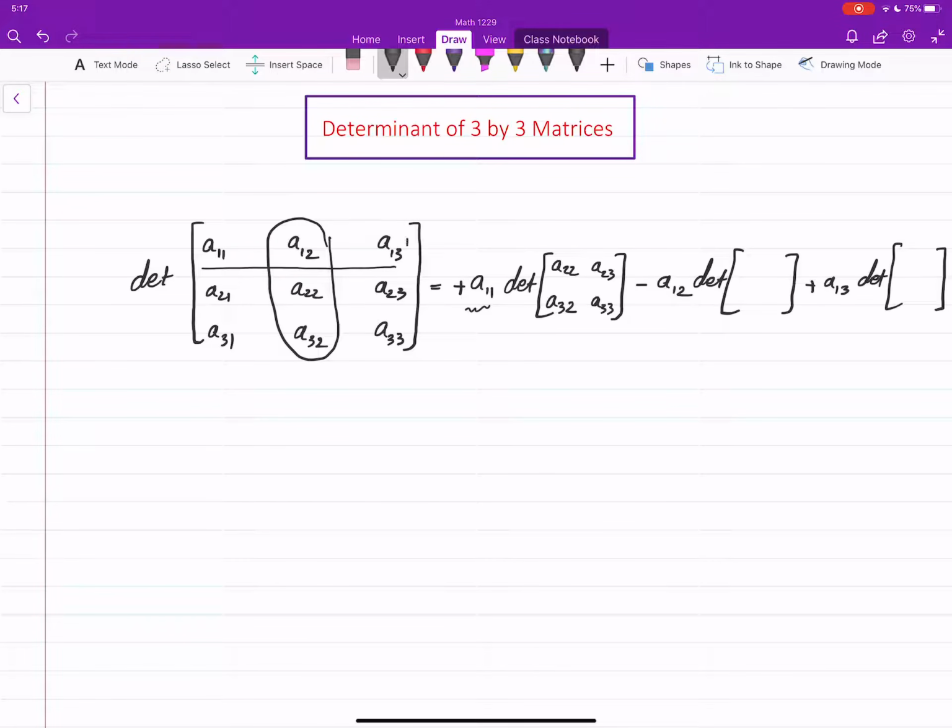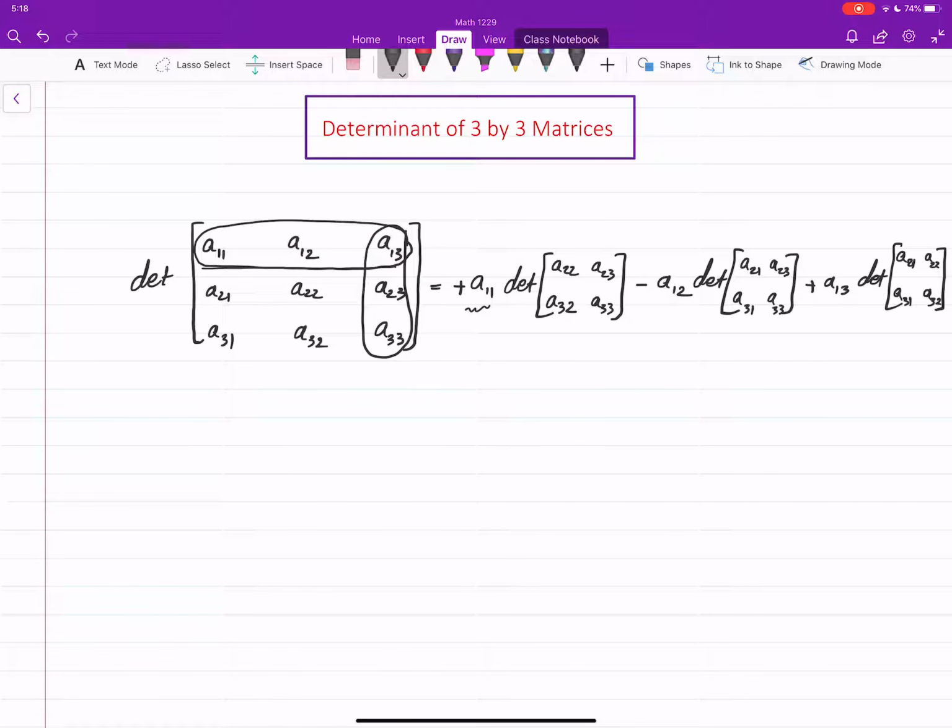So delete the first row and second column. The remaining is a 2 by 2 matrix, A21, A23, A31, A33. And for the last one, A13, you delete the first row and the third column. So it will be the determinant of A21, A22, A31, A32.